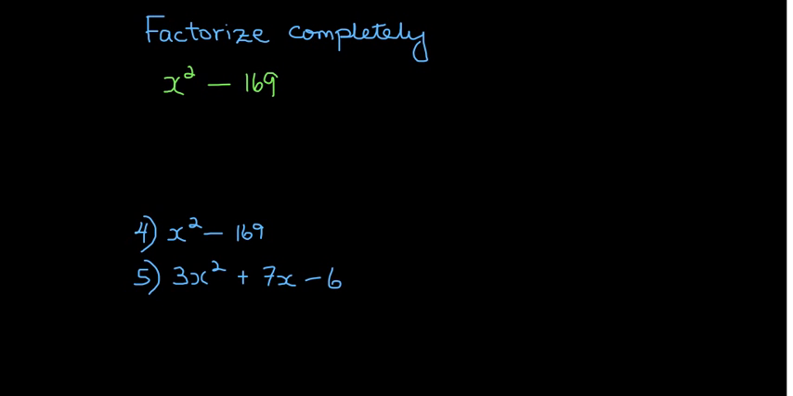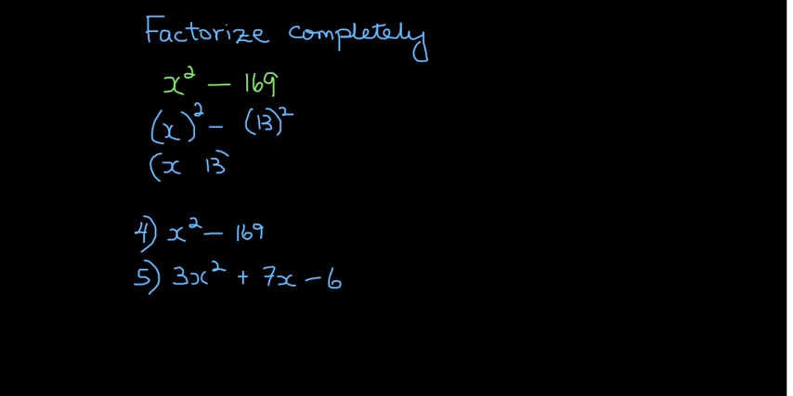So okay, that's based on recognition of the form. If you immediately look at it and you see a difference of two squares, and you can tell, well, okay, this is a squared term and this is also a squared term, then once you identify what was being squared, your completely factorized form will just be the square root of x squared, which is x, and the square root of 169, which is 13.